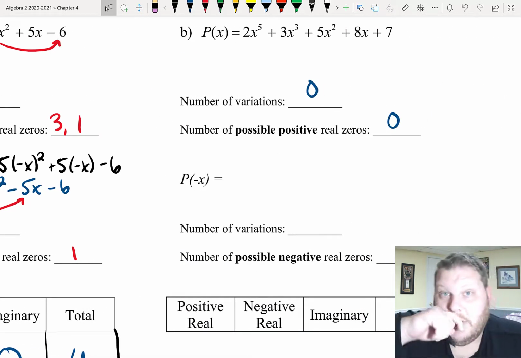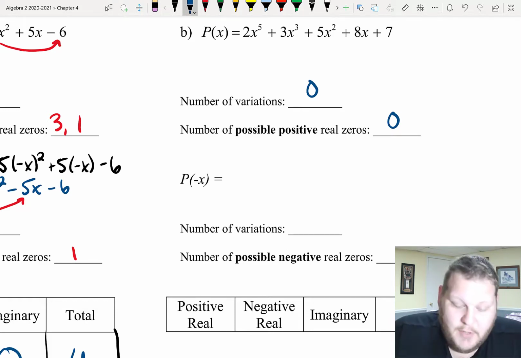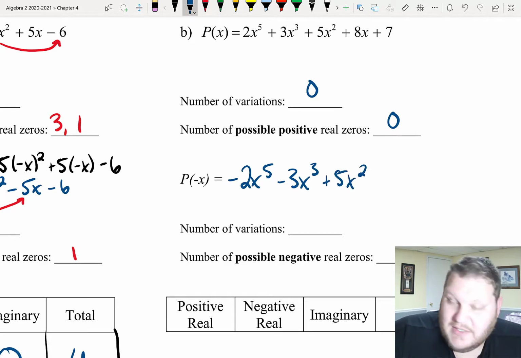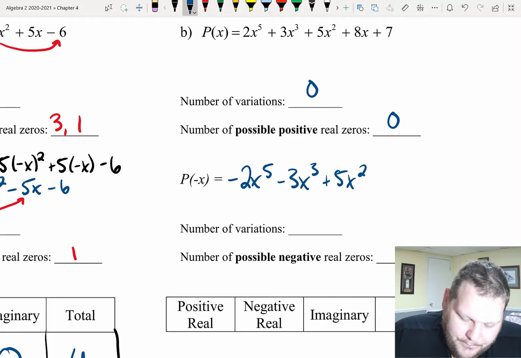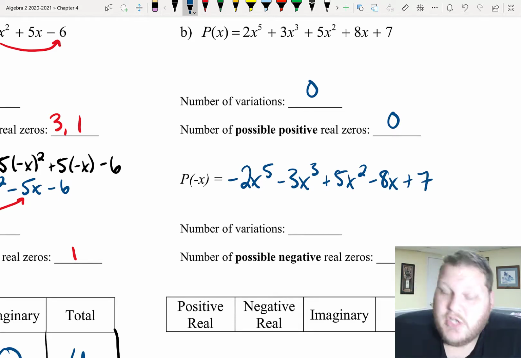So without having to actually plug anything in for part B here, I know that when I evaluate p of negative x, my first term is going to change because it's got an odd exponent. So now it's negative 2x to the 5th. This is going to be a minus 3x cubed. That's still going to stay the same here, positive 5x squared, because it was an even exponent and staying the same. This 8x is going to become negative because it has an odd exponent. And then that positive 7 is going to stay just positive 7. There's no x to adjust.